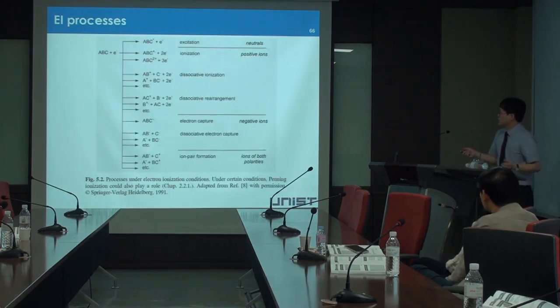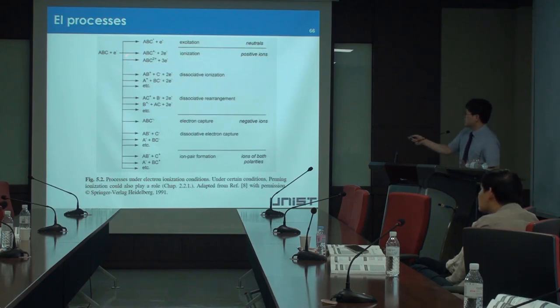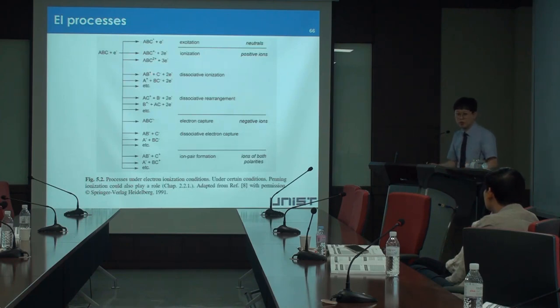So there are many types of EI processes. This is our molecule ABC with different atoms, and with electron impact it becomes ABC+ or ABC 2+, or it fragments into A+ and BC, and so on. There are so many combinations for electron impact.